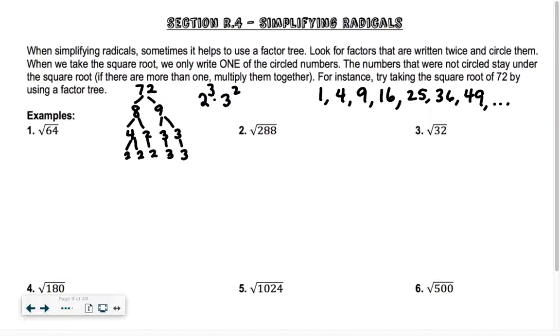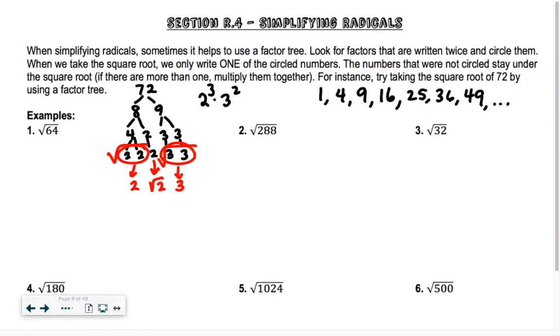So let's look at this factor tree. We're going to look for pairs of items. So I have a pair of 2's, and I have a pair of 3's. What is 2 times 2? 4. What's the square root of 4? 2. So if I had this part under a square root, I would just get 2, right? If I had the 3 times 3 under a square root, I get 3. And then this one's all by itself. It's still under a square root.